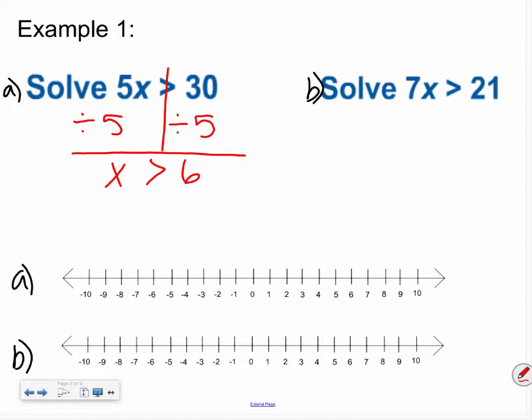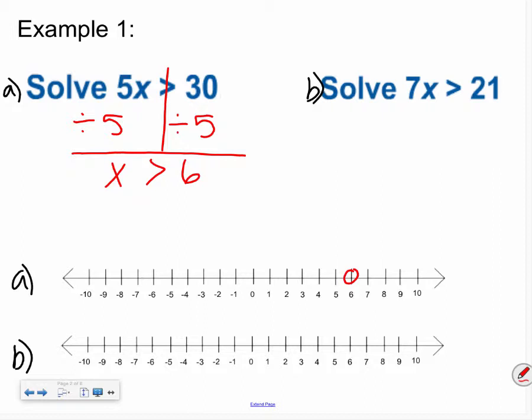Alright, so let's practice our graphing skills now. Letter A, let's look at the top number line because I have it labeled as letter A. So we have x is greater than 6. I find 6 in this case, and I have to figure out, is it going to be an open or a closed circle? x is greater than 6. It's going to be an open circle because we don't have the or equal to.